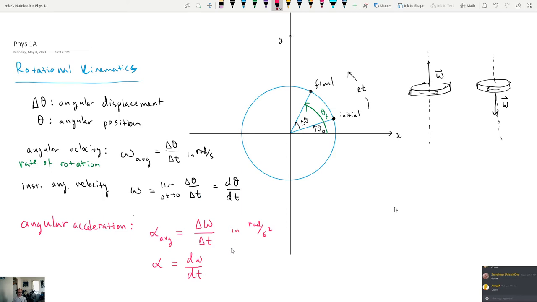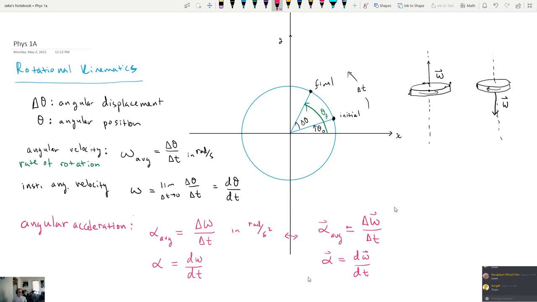And now, since we've defined the way in which angular velocity can be a vector, we can write both of these equations using vectors as well. So alpha average, we can define as the change in the angular velocity vector divided by the change in time. And then the instantaneous angular acceleration we can define as the derivative of omega with respect to time.